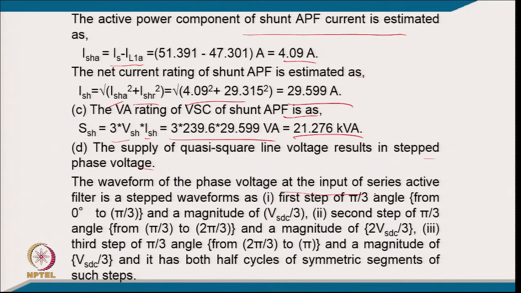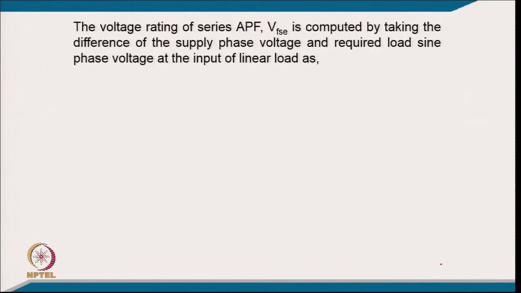The waveform of the phase voltage of the input series voltage is a step waveform. The first step is pi by 3 angle, from 0 to pi by 3, with the magnitude of VDC by 3. The second step is pi by 3 angle, from pi by 3 to 2 pi by 3, with a magnitude of 2 VDC by 3, and the third step is pi by 3 angle from 2 pi by 3 to pi, which completes the half cycle, and the RMS magnitude will be VDC by 3. It has both half cycles with symmetric segments of such steps.